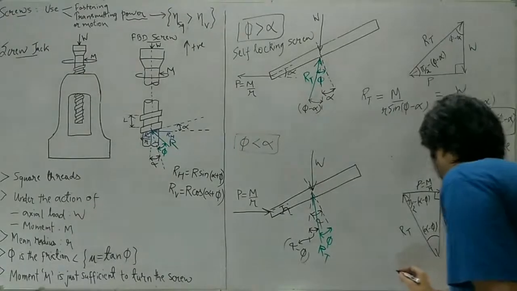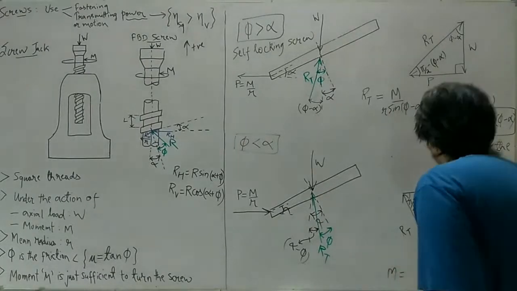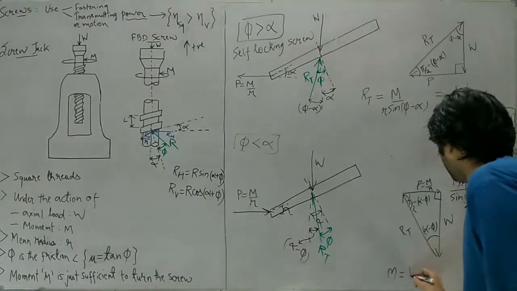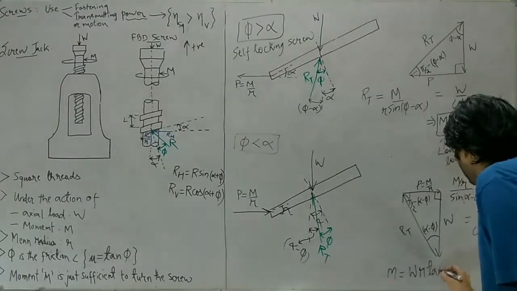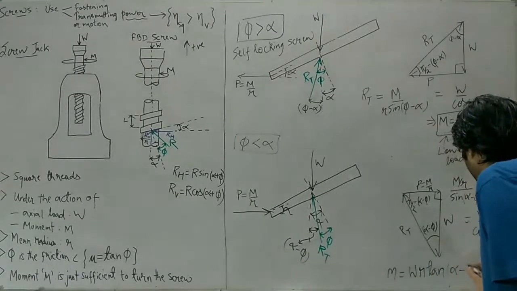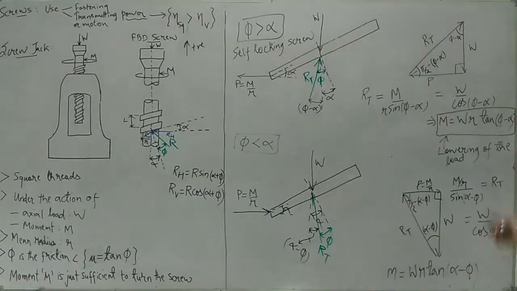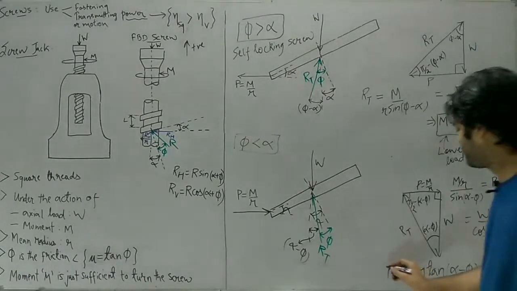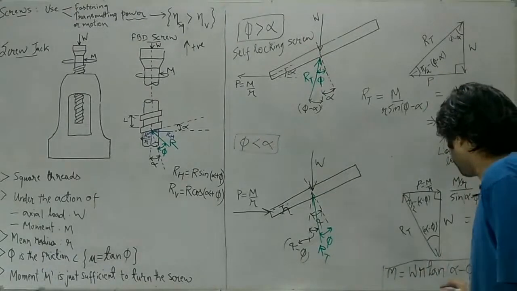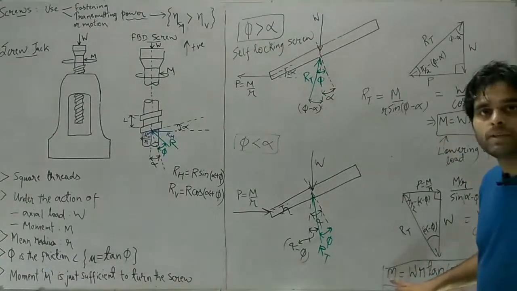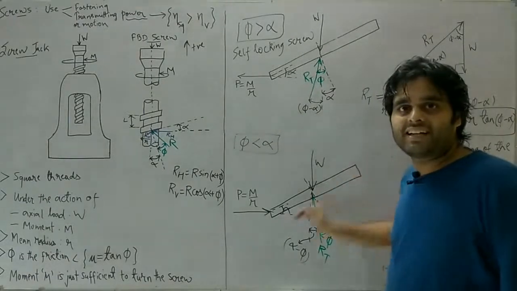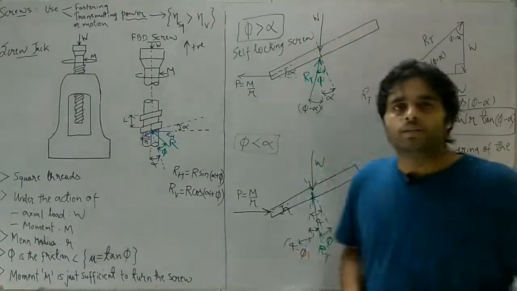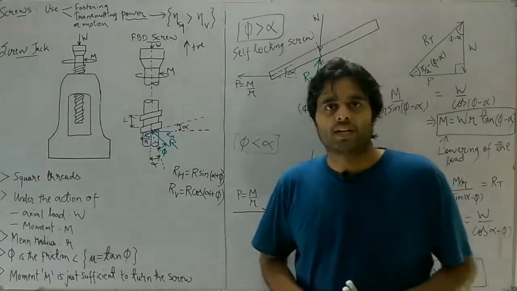Okay, so again we have the relation M is equal to W R tan alpha minus phi. Okay, this was phi minus alpha, now we get alpha minus phi. Okay, so this is the relation. So this is the minimum moment we have to apply so that this thread doesn't slide down on its own. Okay, so this is it with respect to screw jack.